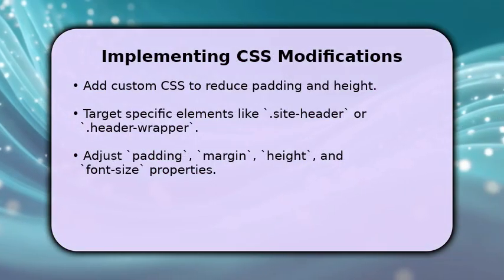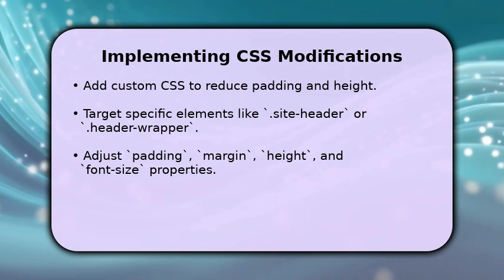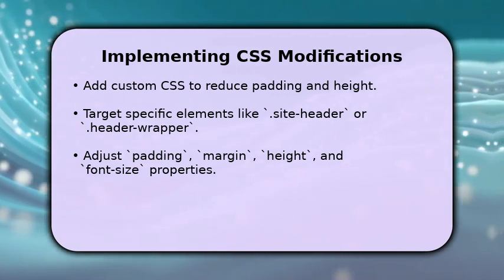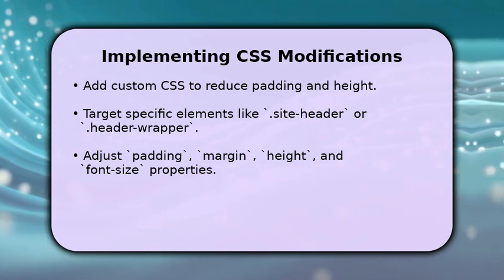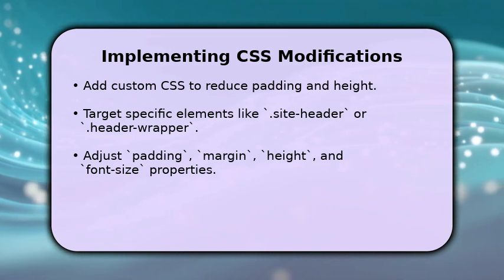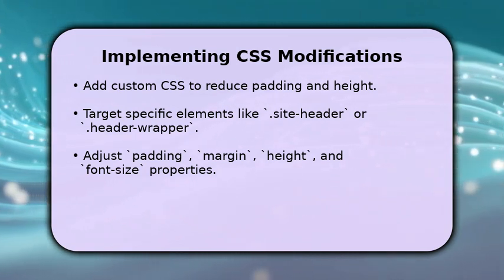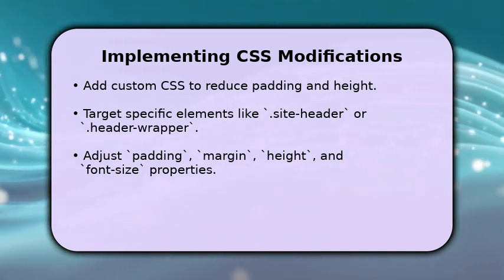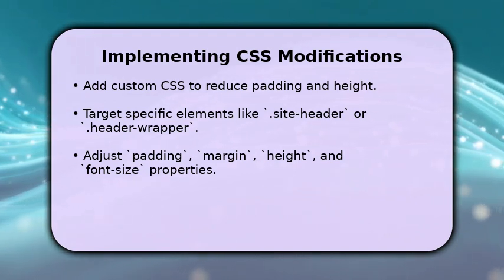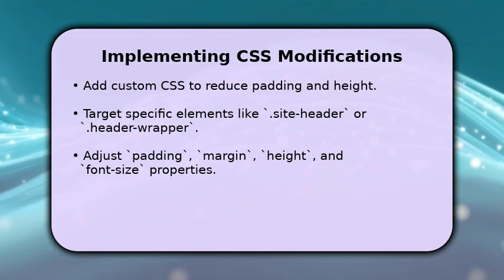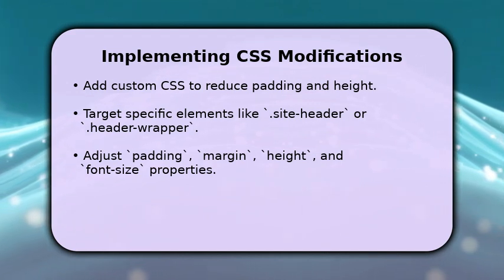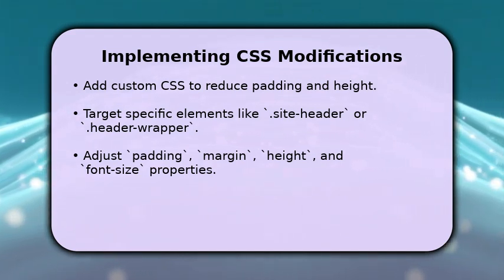Once you have identified the relevant CSS selectors, you can apply your modifications. For example, you might add CSS like .site-header { padding: 10px 0; height: auto; } or .header-logo { max-width: 120px; }. Reduce padding and margins to shrink the overall header area. Adjust font sizes for navigation links if needed. Always save your changes, and then thoroughly test your store on various devices to ensure the header looks great and functions correctly across all screen sizes.